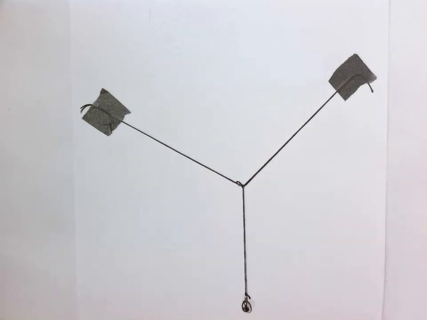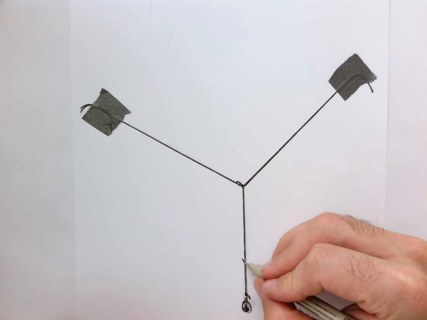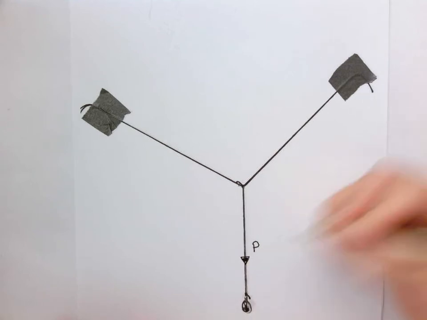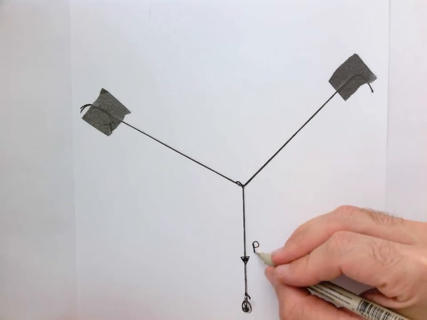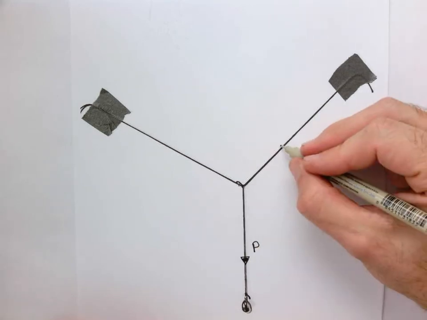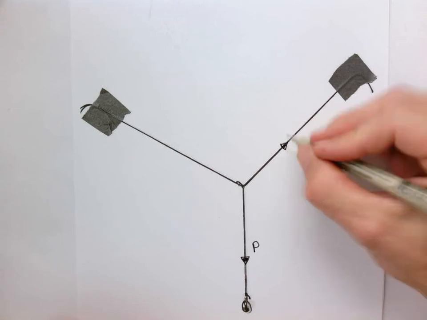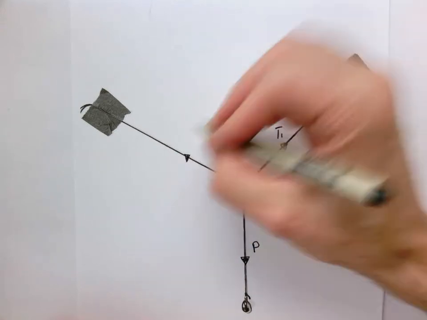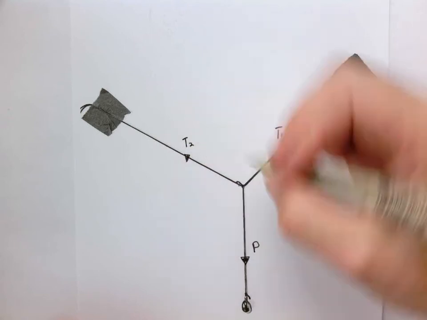So we have 3 forces that are acting. We have the known load, which is our fishing weight, acting downward. So in mechanics, we always call the known load P. We have the tension in this string pulling this direction, so I'll call that T1. We have the tension in this string pulling in that direction, I'll call T2.